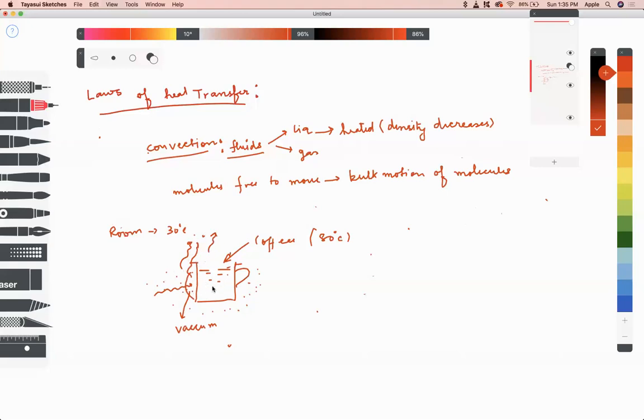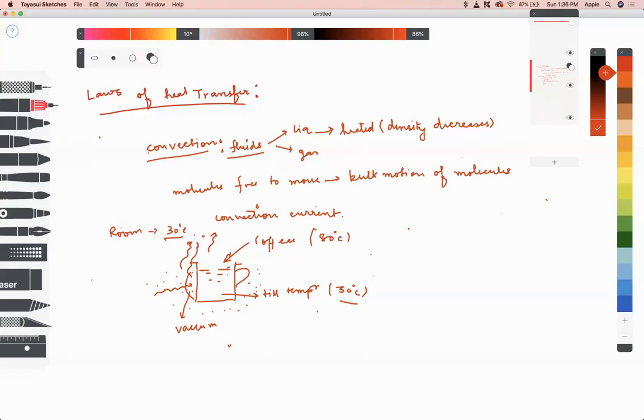These molecules are taking heat from this coffee cup, and it will continue till the temperature of the coffee comes to 30 degrees Celsius. So when it becomes equal to room temperature, this motion of molecules will stop. And this particular thing, this motion of molecules, as you can see, they are coming in contact, they're taking away the heat, is called your convection current. Right? Now this is called your natural convection.